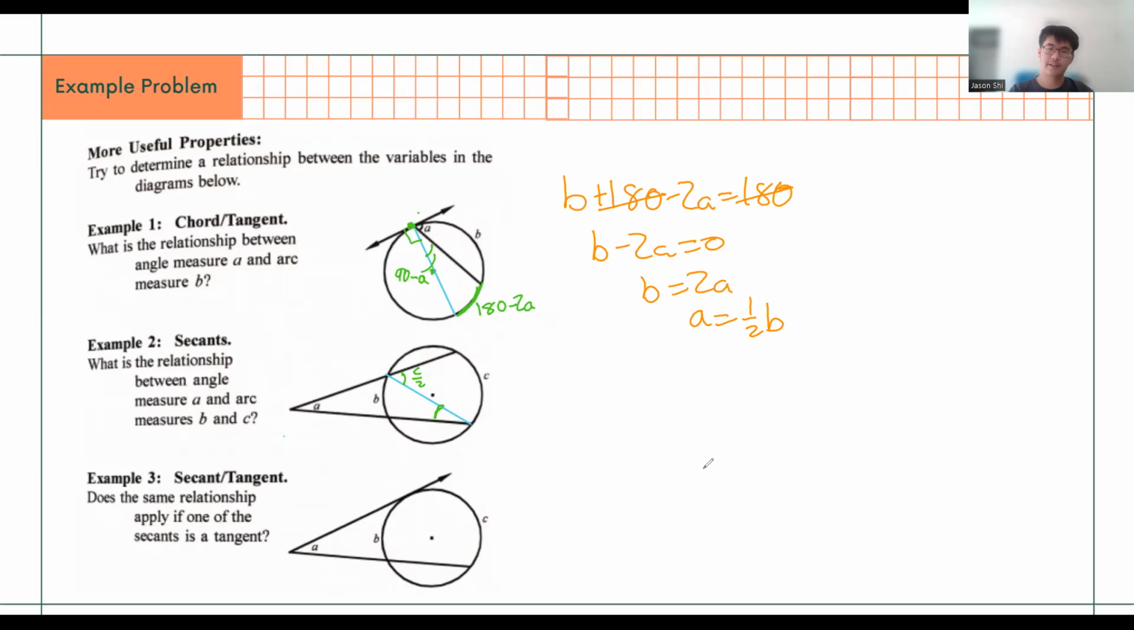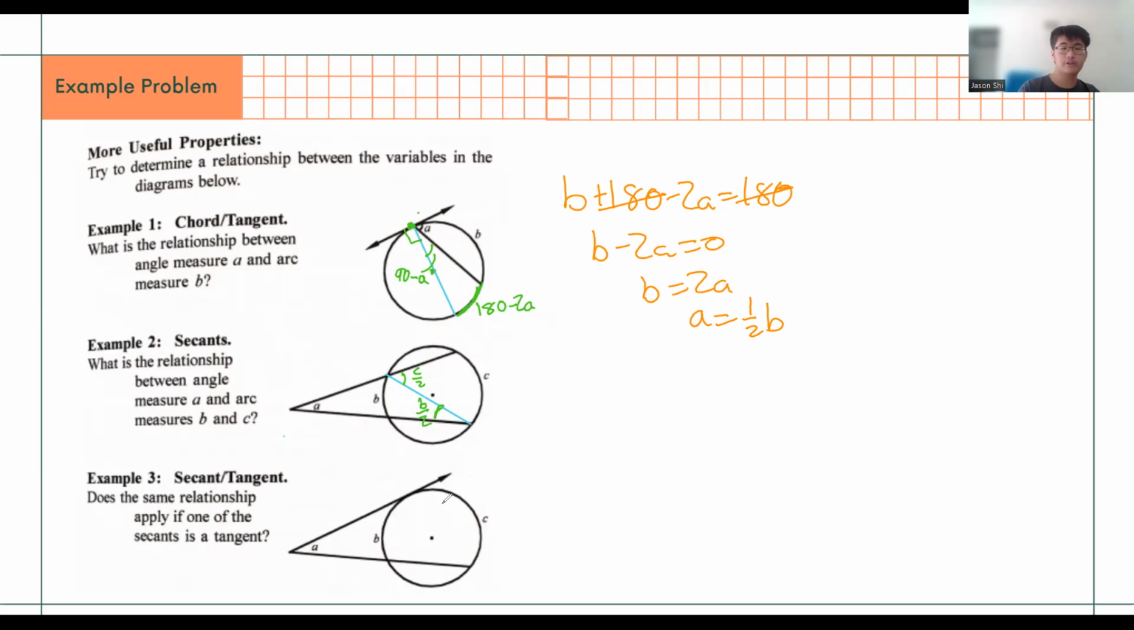Remember guys, if you see an inscribed angle, you should immediately look for the arc that it faces, right? In this case, which arc does it face? B over 2? Yeah, correct. So this is B over 2 because this faces this arc B. It was a little hard to see there, but it's B over 2.